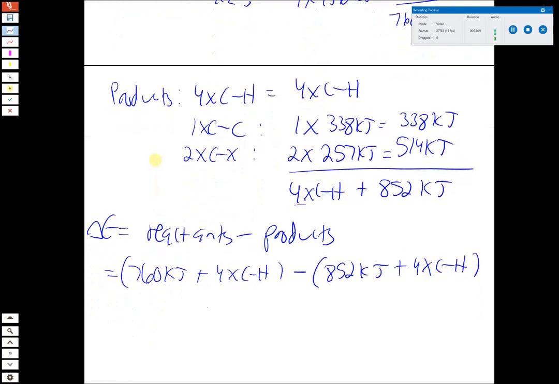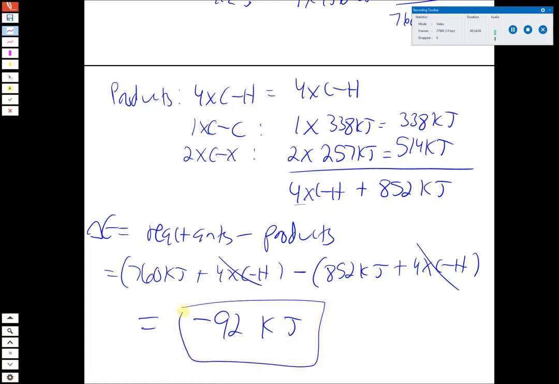And the unknown CH bond energies cancel out, plus 4 minus 4. And then what we're left with is just 760 minus 852, which is minus 92 kilojoules. So we would expect the delta E for this reaction to be minus 92 kilojoules, and that's how we would use bond energies to determine that.